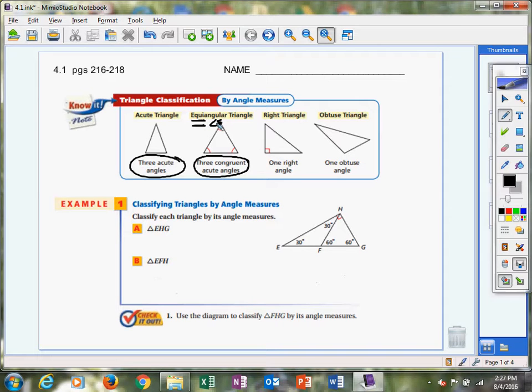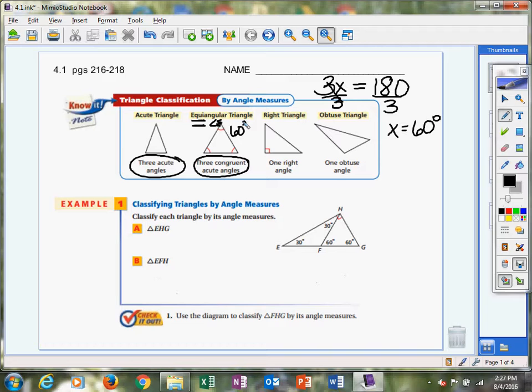And of course, we know that in a triangle, the angles add up to be 180 degrees. So if all 3 angles are the same and they equal 180 degrees altogether, then when you divide 180 by 3, each angle is going to be 60 degrees. So that's what we know is true. If you end up with a triangle that's 60, 60, 60, that's an equiangular triangle, which I would consider a subset of an acute triangle.